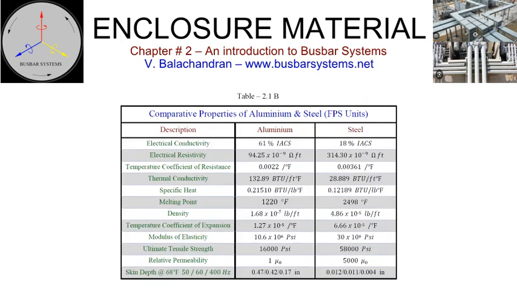Comparative properties of aluminium and steel, FPS units, are detailed in Table 2.1b. These include the same properties: electrical conductivity, electrical resistivity, temperature coefficient of resistance, thermal conductivity, specific heat, melting point, density, temperature coefficient of expansion, modulus of elasticity, ultimate tensile strength, relative permeability, skin depth.